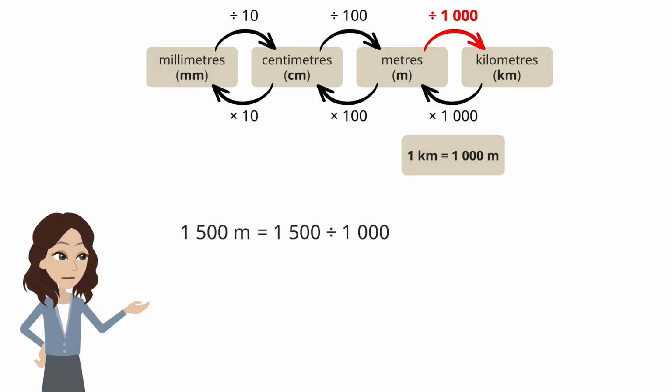To divide 1,500 by 1,000, we can move the decimal point 3 place values to the left. So, 1,500 meters equals 1.5 kilometers. Did you get it right?